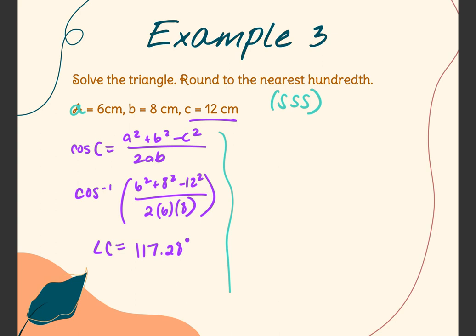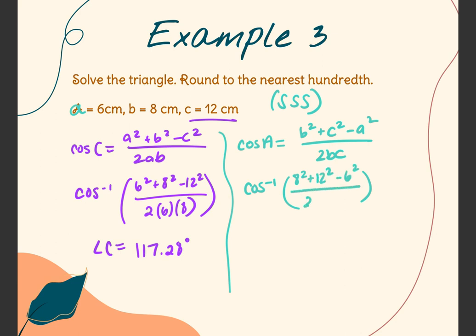If I stick with law of cosines, let's say I want to do A first. Cosine of A would be B squared plus C squared minus A squared over 2BC. And I get cosine -1 of B squared, which is 8 squared, plus C squared, 12 squared, minus A squared, 6 squared, over 2 times 8 times 12. 8 squared plus 12 squared minus 6 squared divided by 2 times 8 times 12. And I get angle A is 26.38 degrees.